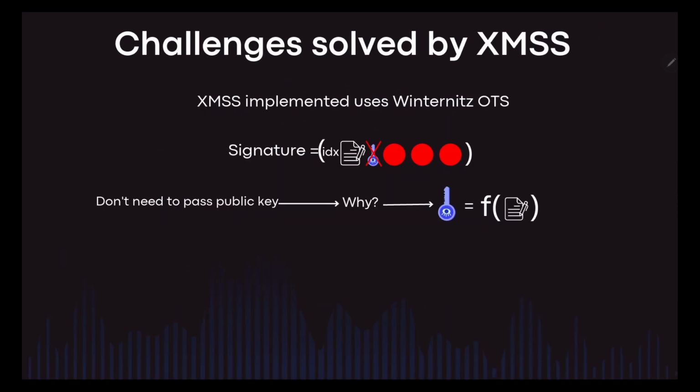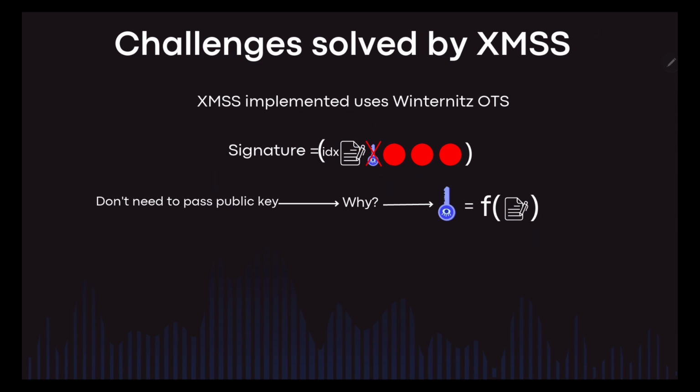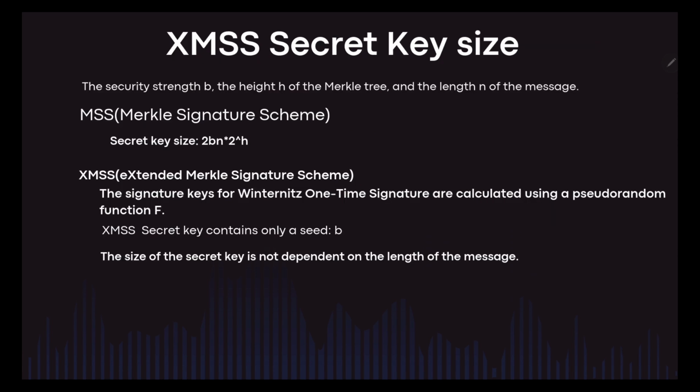The challenges are solved by XMSS. Now the first thing that I would need to tell is the small signature size. Here, as we know, this public key is a function of the signature, so if we pass this signature, then we will not need this public key to be passed, so the size of the signature will get reduced. So smaller signature size is one of the advantages that we can consider.